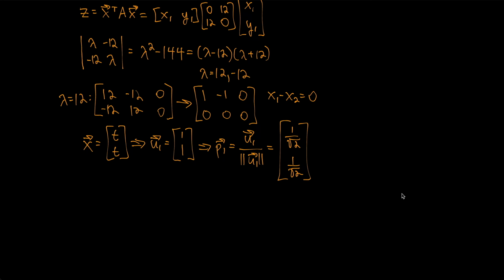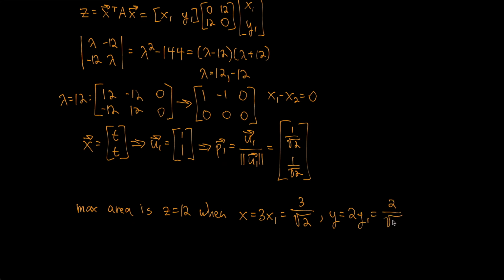Okay, so that gives us our maximum area. The maximum area is at our biggest eigenvalue, so that's z equals 12, and it happens when we have x equal to 3x1, which is equal to 3 over the square root of 2, because 1 over square root of 2 is x1, but we have to multiply it by 3 to get the original x, back to where we started. And similarly for y, that was 2 times y1, so that would be 2 over rad 2.